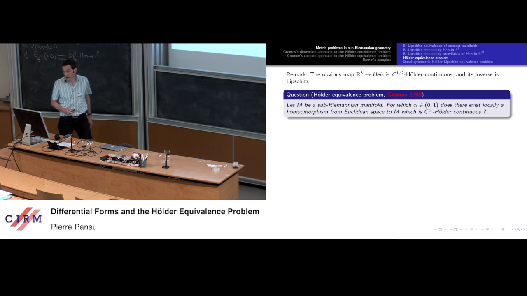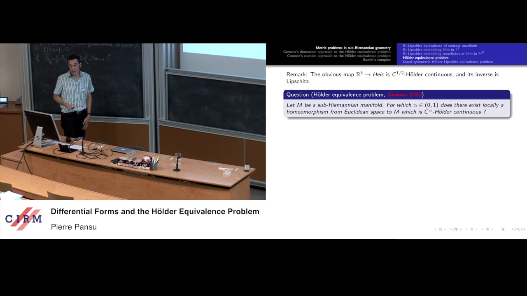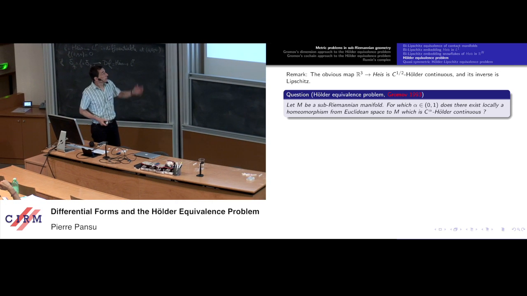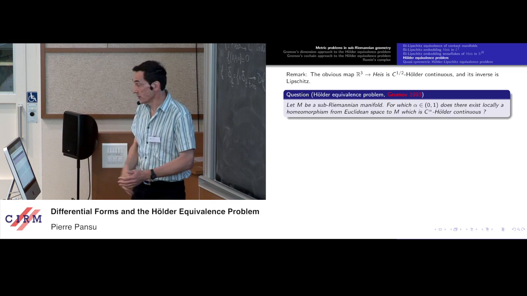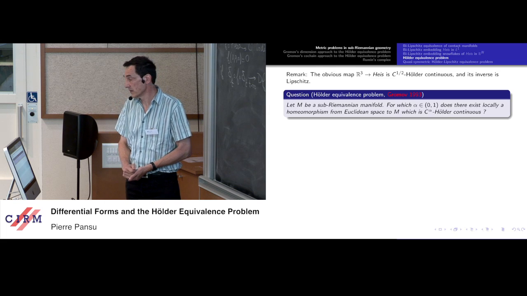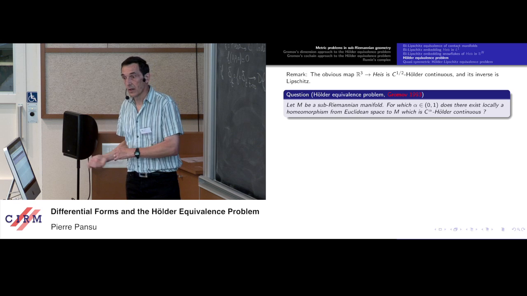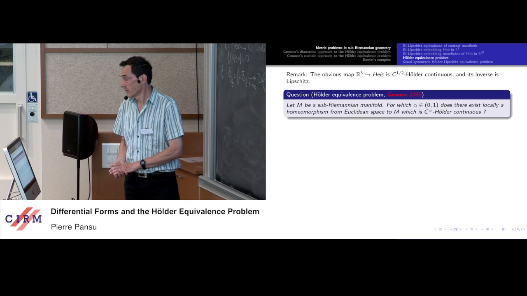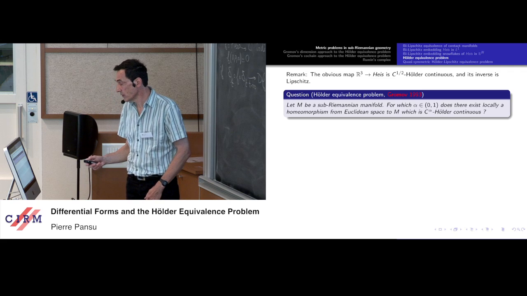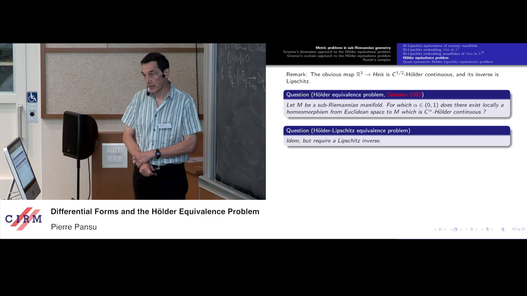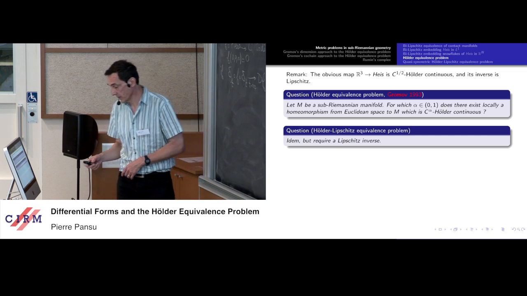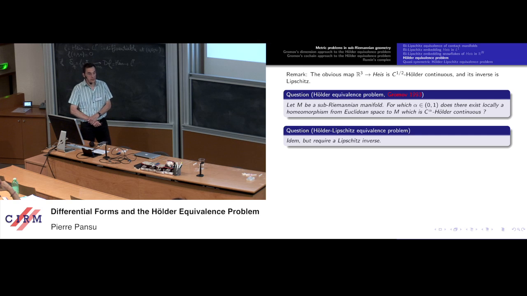So that's Gromov's problem, which I call the Hölder equivalence problem. For a sub-Riemannian manifold, you wonder for which exponents alpha less than 1 you can have a map, continuous coordinates, a homeomorphism from an open set of Euclidean space, which is Hölder continuous. One can or one cannot include the other request that the reverse map be Lipschitz or not. But Gromov prefers simply Hölder in one direction.